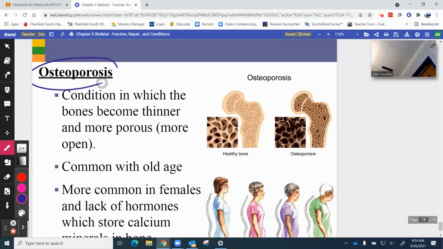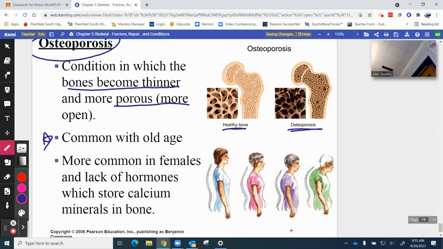Another one we can have is osteoporosis. All right. This is where the bones start to become thin and also porous. All right. That's where the name kind of comes from. So you can see healthy bone over here on the left-hand side, osteoporosis bone over on the right-hand side. This is really common with old age.